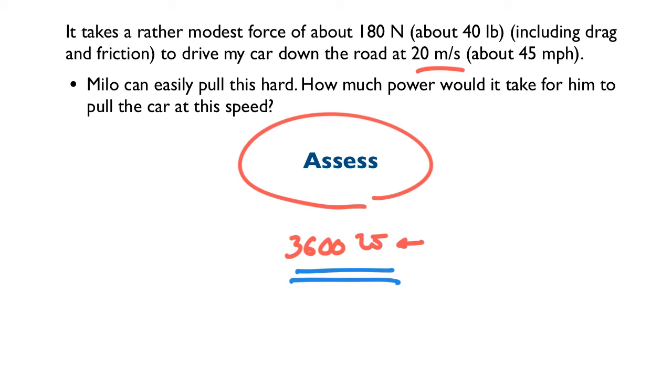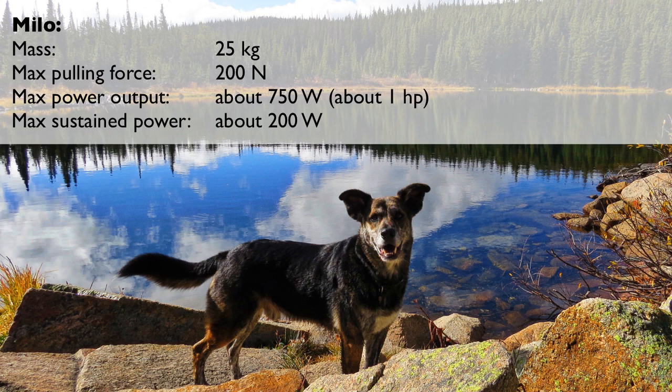Let's take a look at some typical numbers. For Milo, I figure his mass is about 25 kilograms. He can pull with a 200 newton force, and his maximum power output is about 750 watts. That's what I estimate. That's about 1 horsepower. So 1 Milo power is about 1 horsepower for a burst of power, but a sustained power is only about 200 watts. So to be able to pull my car down the road, I would need a whole bunch of Milos, which would be kind of awesome, but also somewhat impractical.